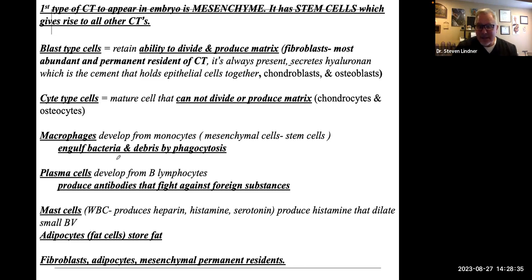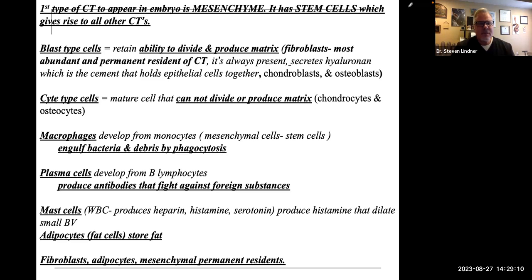It has stem cells, and these mesenchymal stem cells give rise to other connective tissue. We have cells that are called blast cells, like fibroblasts or chondroblasts or osteoblasts. These are very abundant, and they are one of the permanent residents that we find in connective tissue. They're always present. They secrete hyaluron, which is like the cement that helps to hold epithelial cells together.